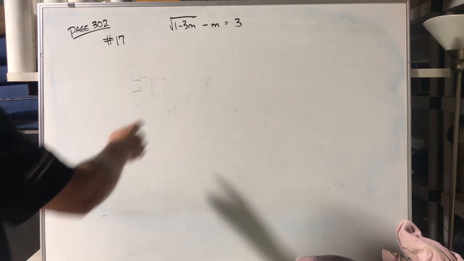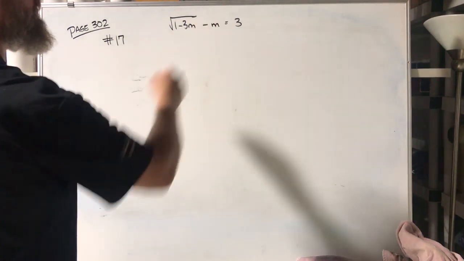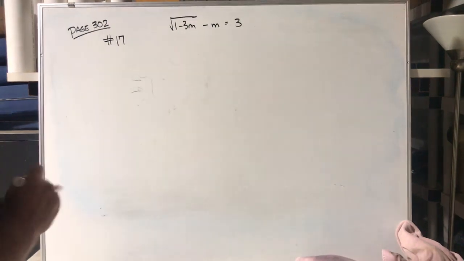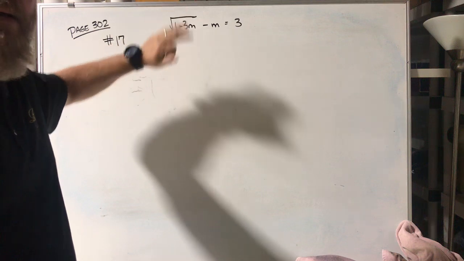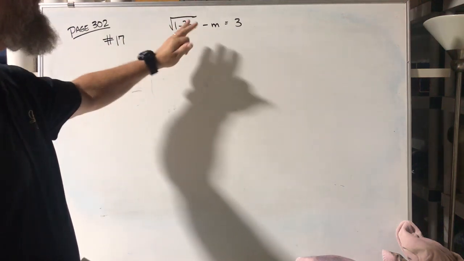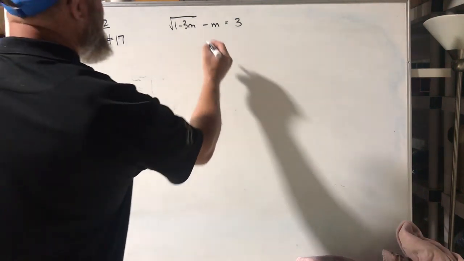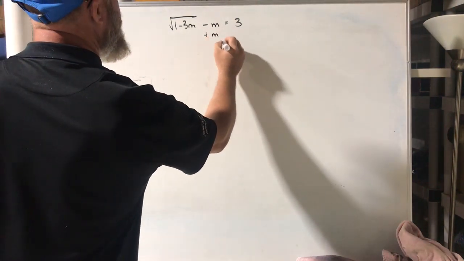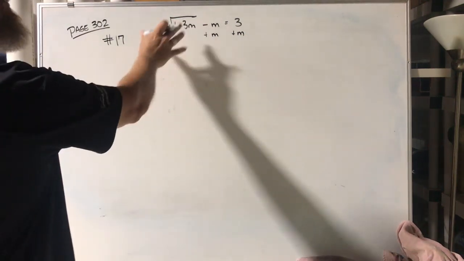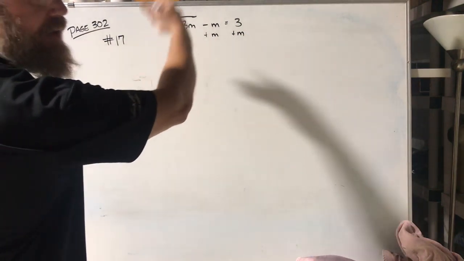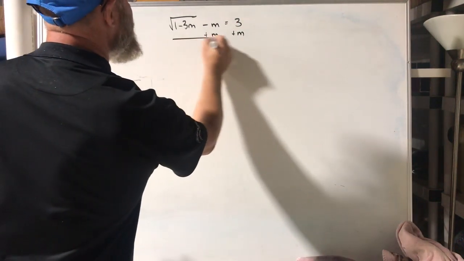We've got the square root of 1 minus 3m, minus m, equals 3. The first thing we need to do is get the radical, the square root, by itself on one side. So what I need to do is get rid of that negative m. To do that, I'm going to add m on this side and add m on that side, because whatever I do on one side of the equal sign, I have to do on the other side to keep the equation balanced. So what does this give me?